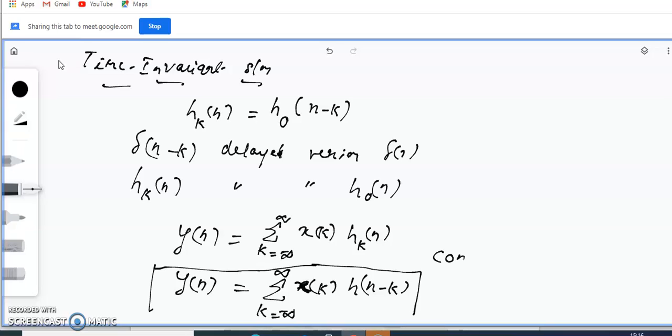And this is called the convolution sum also. It is called convolution sum. And this is actually the impulse response of a system. Given the impulse response of the system, you can predict the output. Okay, given the impulse response of a system, you can predict the output.